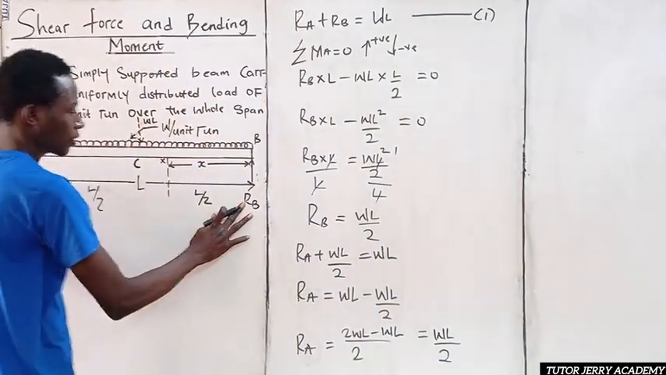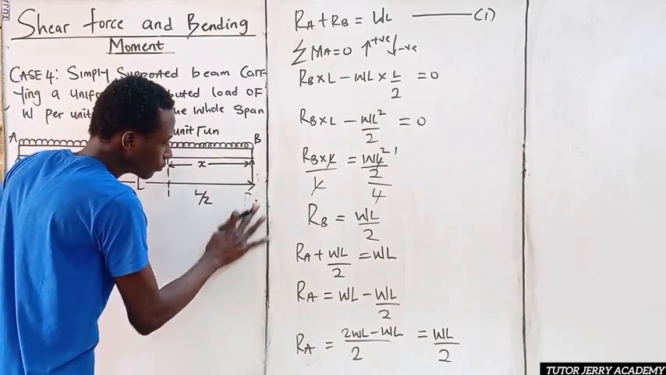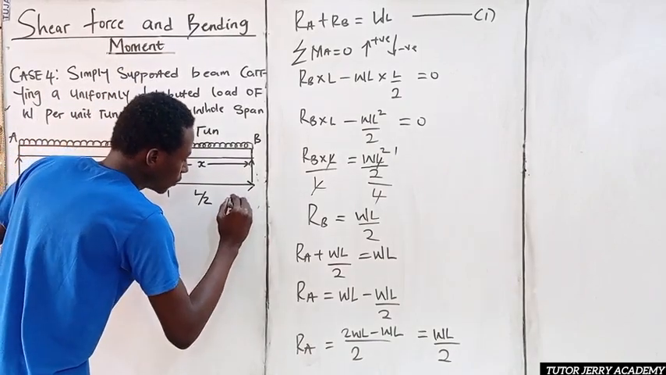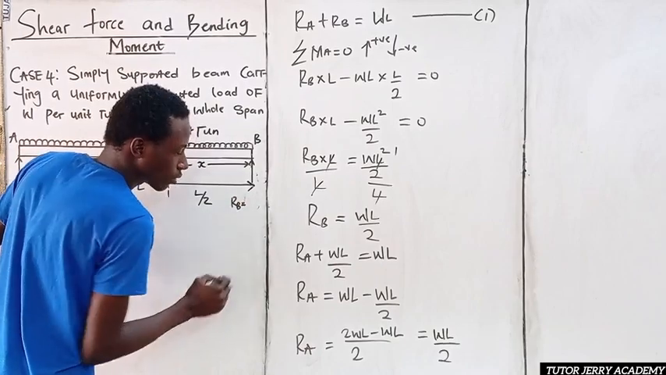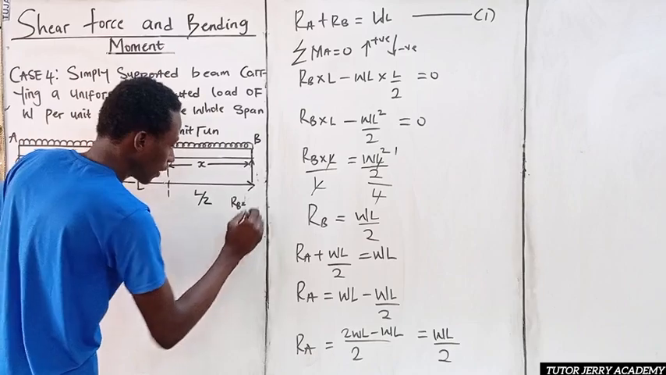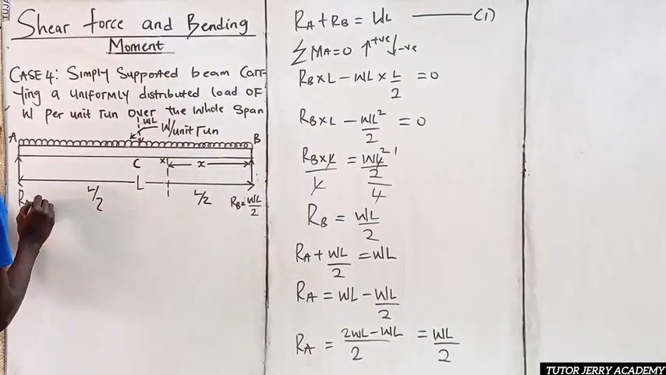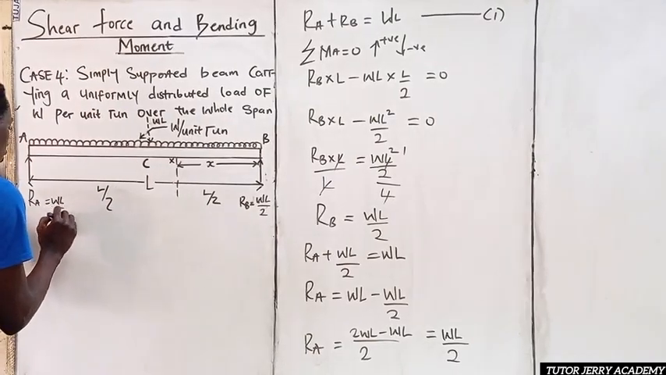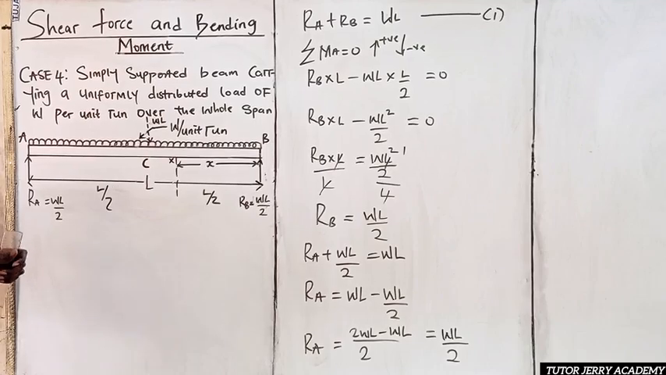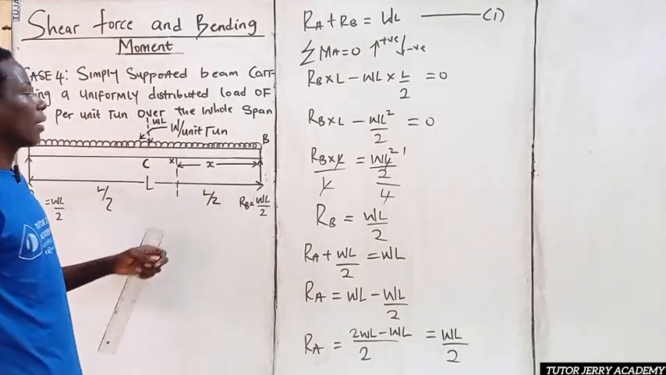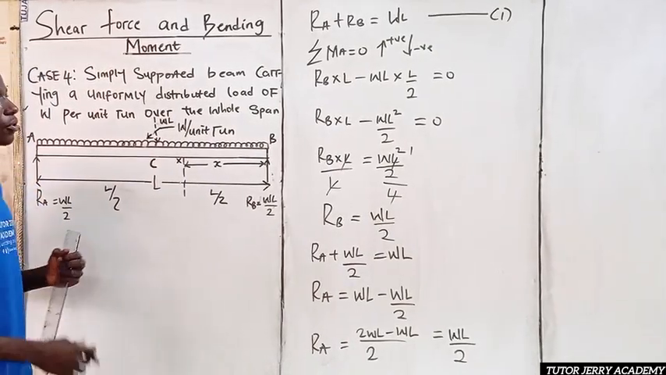So here we can just write this to be RB is equals to WL all over 2, and RA is equals to WL all over 2. So this is what we have. So that's that for our reaction at B and our reaction at A.